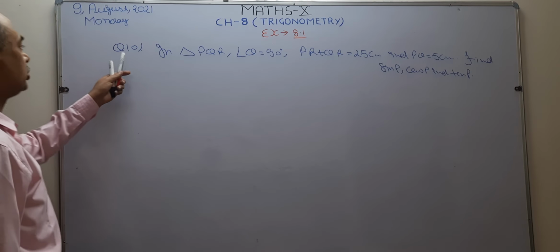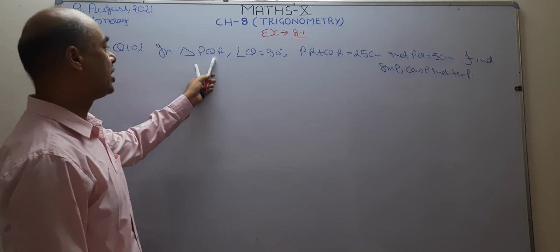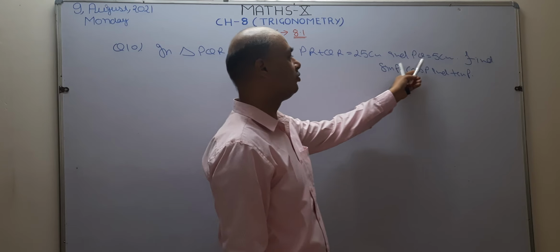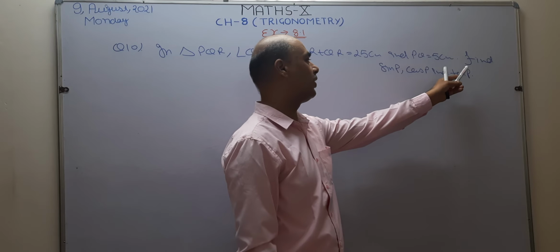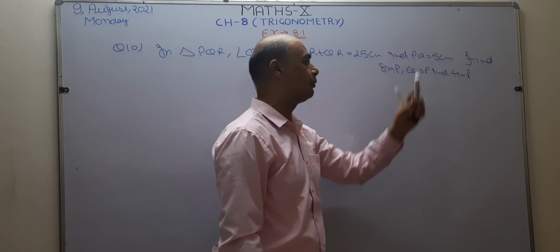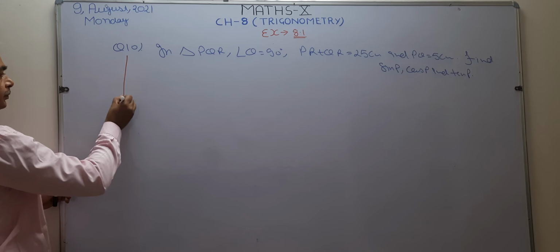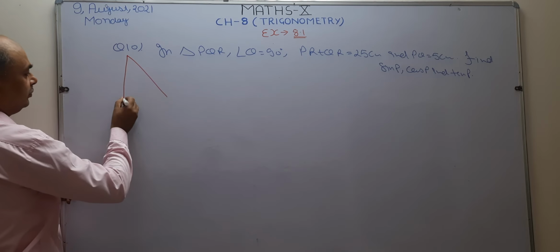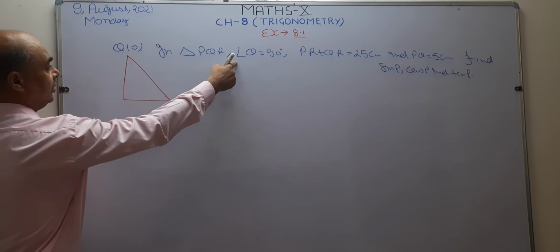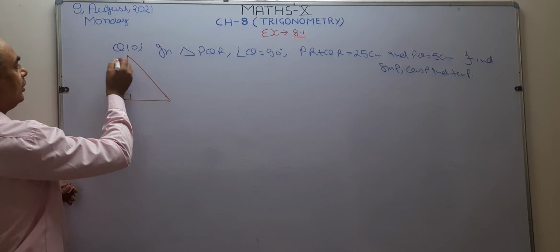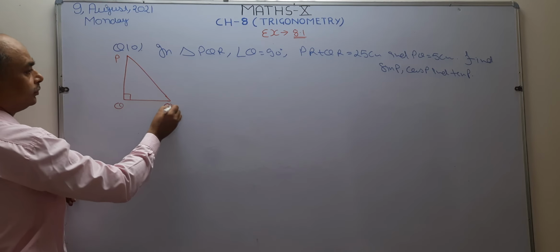Now we are going to solve question number 10. In triangle PQR, angle Q is 90 degrees. Sum of two sides is equal to 25 and PQ is 5 centimeter. In this question, we have to find the value of sin P, cos P and tan P. So first, I want to draw one right angle. Suppose this is your right angle. Right angle at Q, so right here Q. Now you can take P here, P, Q, R.